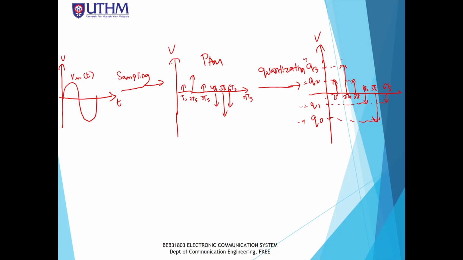Okay, and remember, when we do the rounding up process, we round up the sample value to the nearest quantized level. So that rounding up is actually introducing error.